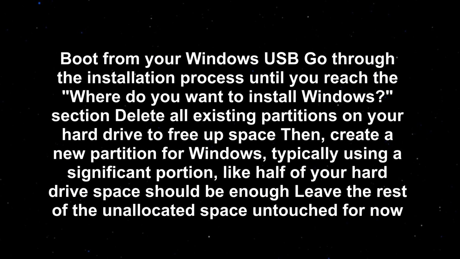Go through the installation process until you reach the "Where do you want to install Windows" section. Delete all existing partitions on your hard drive to free up space. Then, create a new partition for Windows, typically using a significant portion, like half of your hard drive space should be enough. Leave the rest of the unallocated space untouched for now.